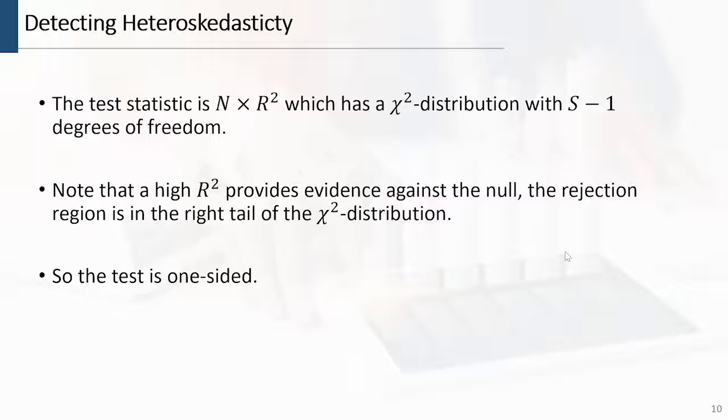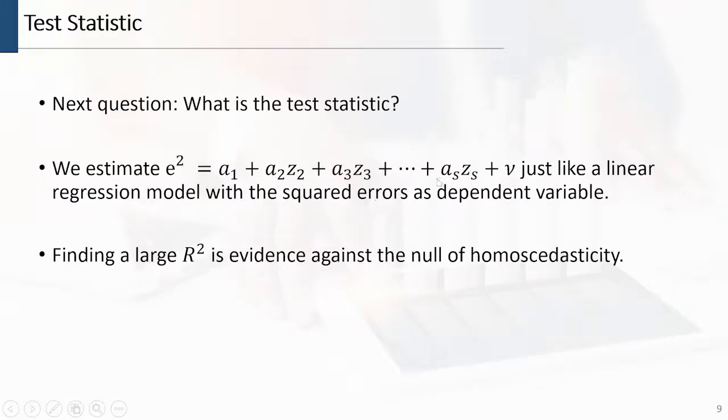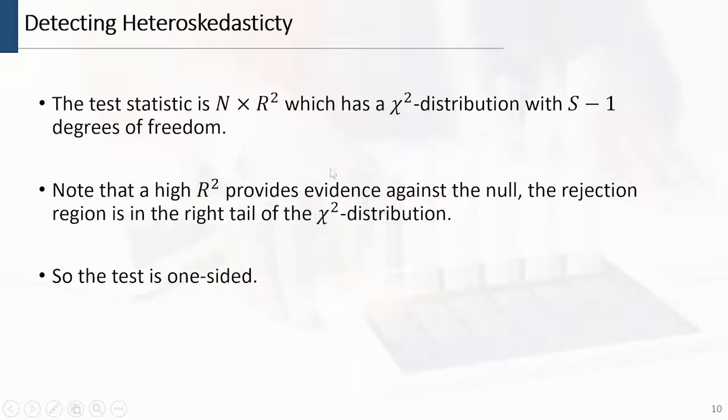The test statistics will be n, where n is the number of observations, so test statistics will be n times R-square. And these test statistics should follow a chi-square distribution with s minus 1, the number of coefficients here, s minus 1 degrees of freedom. Okay, and in this case, note that high R-square provides evidence against a null. So basically, the null hypothesis is there is no heteroscedasticity. And if you reject the null, that's saying that you probably have the problem of heteroscedasticity.